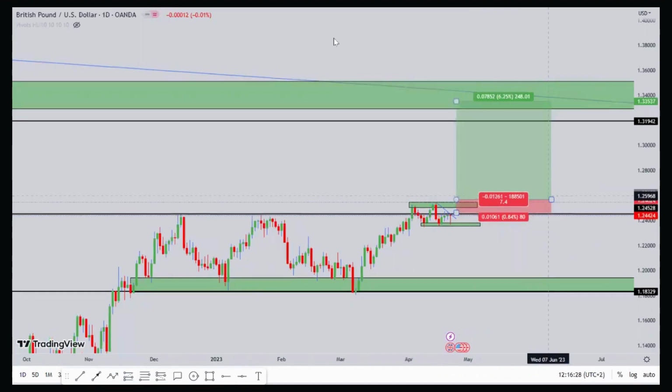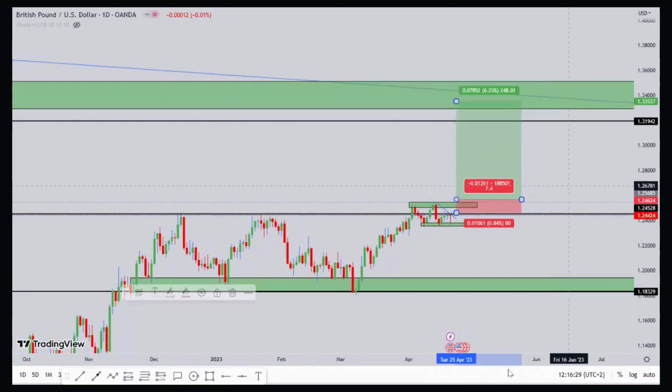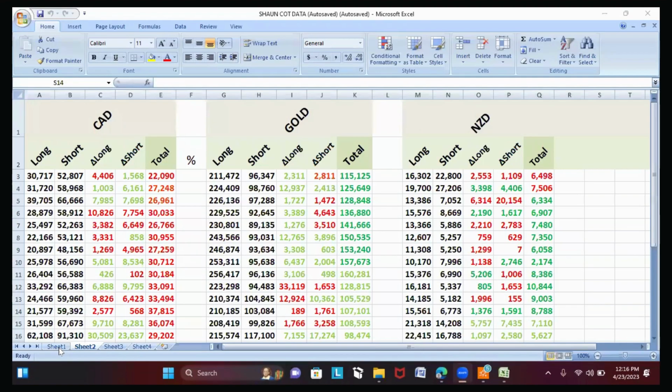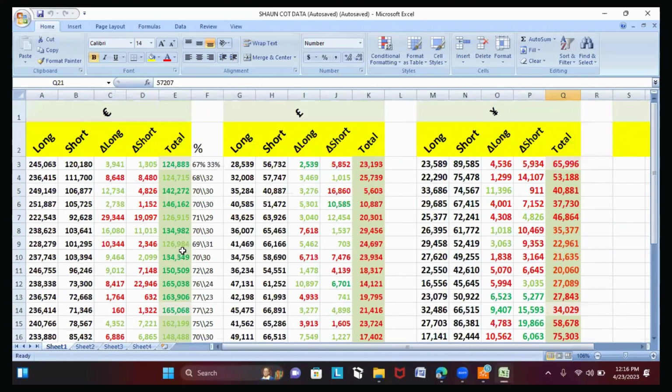So looking at what the institutions are actually doing, because we trade with the institutions. So remember, for any currency traded against the US dollar on the spot, we're only going to be looking at that currency only. So looking at the pound, this is the pound.